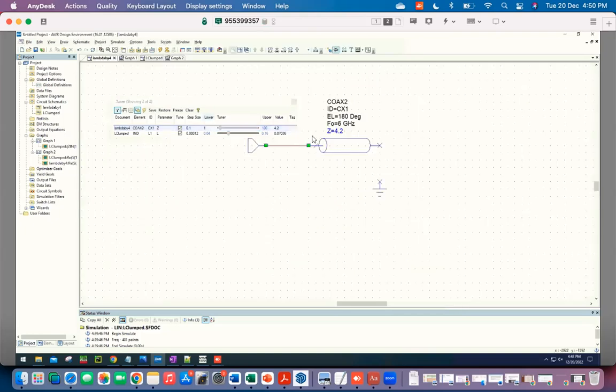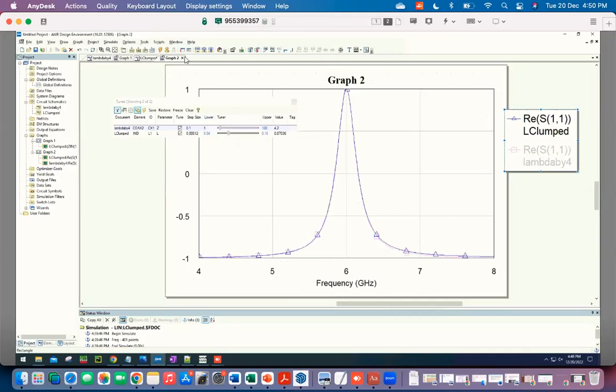I can just go here and I can make this lambda by 2 at 3 gigahertz. So effectively, I have doubled the length. That's what this means. And if I come here, it does seem to work, right? So if I now adjust the impedance again, it's still scaling quite nicely.